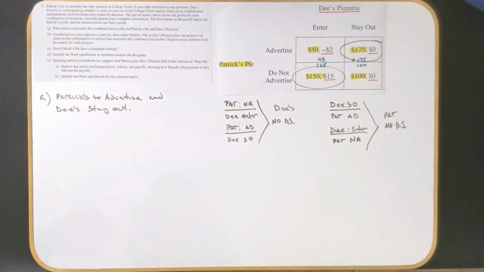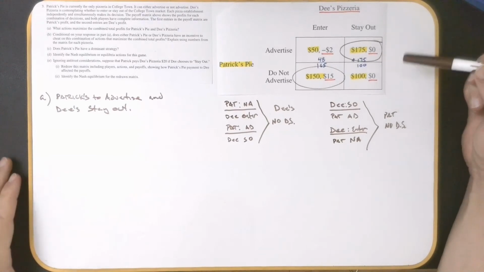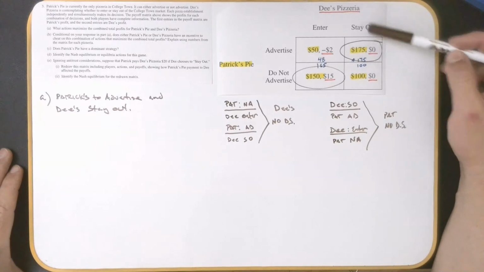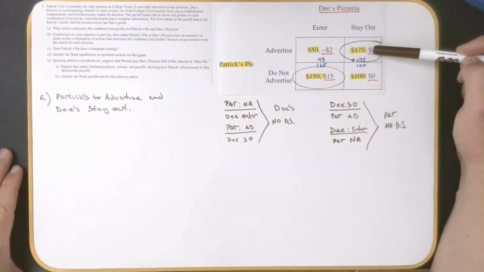Next one, B. Conditional on your response to Part A, does either Patrick's Pie or D's Pizzeria have an incentive to cheat on this combination of actions that maximize the combined total profits? Explain using numbers from the matrix. Okay, so this could be a little bit confusing to explain. But if this is what they decide to do, okay, this one right here, they say, hey, let's combine our profits, we make a total of 175. Well, D's Pizzeria stays out. So cheating would be, would they have an incentive to get into this marketplace?